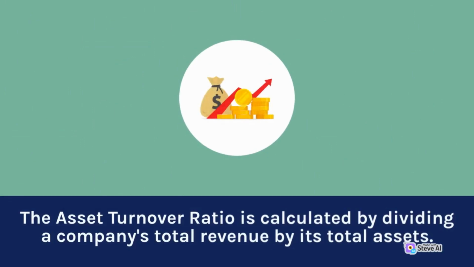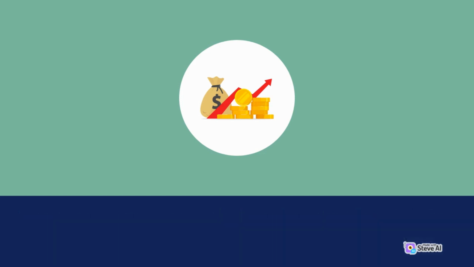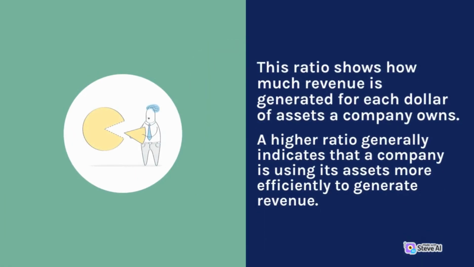The asset turnover ratio is calculated by dividing a company's total revenue by its total assets. This ratio shows how much revenue is generated for each dollar of assets a company owns. A higher ratio generally indicates that a company is using its assets more efficiently to generate revenue.